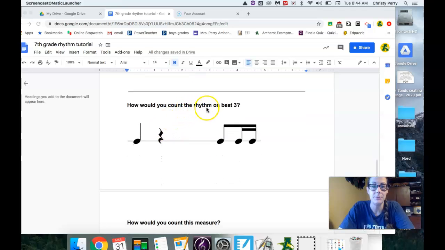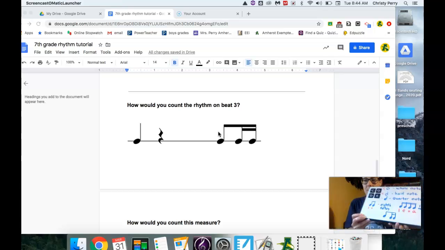How would you count the rhythm on beat 3? Well, first we have to figure out where beat 3 is. Beat 1 is the quarter note. Beat 2 is the quarter rest. And beat 3, we've got that hybrid. All right, so we found beat 3.